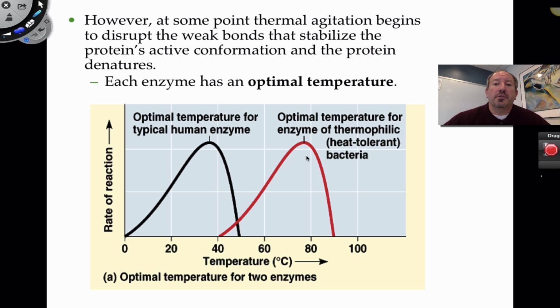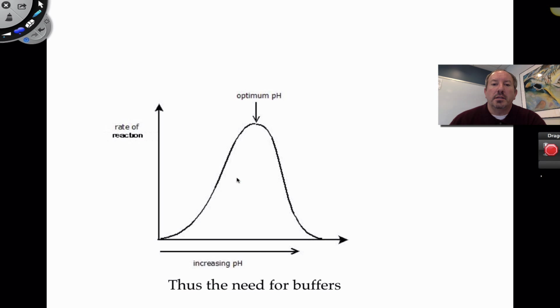But certainly temperature affects the rate of the reaction. As you increase temperature, it seems to work faster, again, because it accelerates the collision between substrate and active site. But then at a certain point, it doesn't work well.